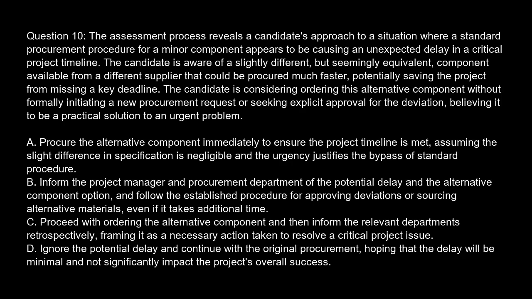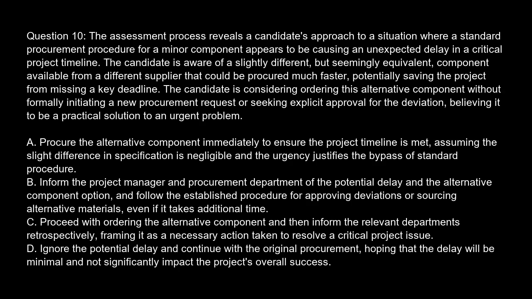Question 10. The assessment process reveals a candidate's approach to a situation where a standard procurement procedure for a minor component appears to be causing an unexpected delay in a critical project timeline. The candidate is aware of a slightly different, but seemingly equivalent, component available from a different supplier that could be procured much faster, potentially saving the project from missing a key deadline. The candidate is considering ordering this alternative component without formally initiating a new procurement request or seeking explicit approval for the deviation, believing it to be a practical solution to an urgent problem.